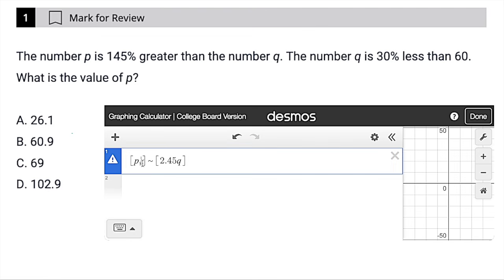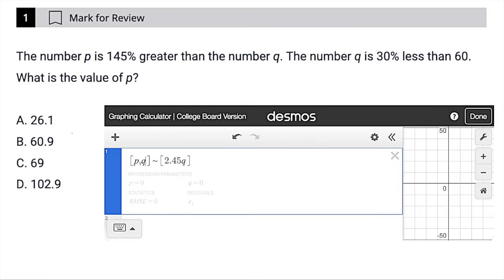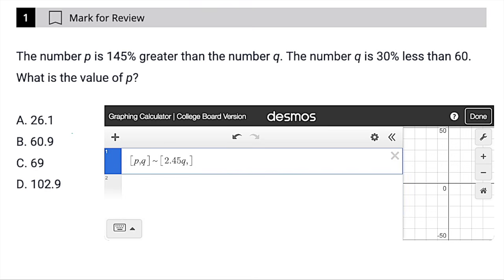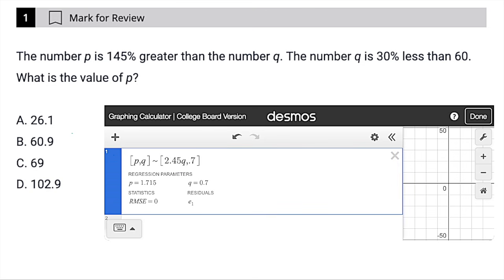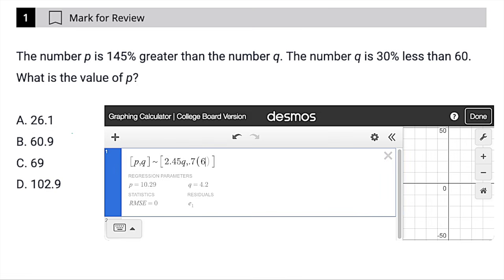And then our second equation says the number Q is, so Q on our left side, 30% less than 60. 30% less would be 0.7 because if we subtract 30%, we're left with 70%, right? And then we just stick the number 60 in there. And as you can see, we have our values. It's asking us about the value of P, 102.9, which is indeed one of our answers, choice D here.